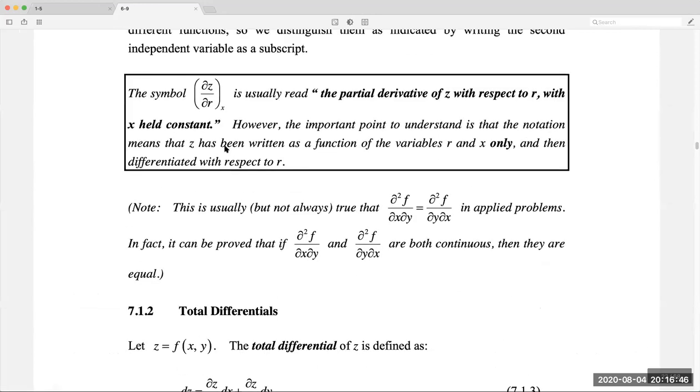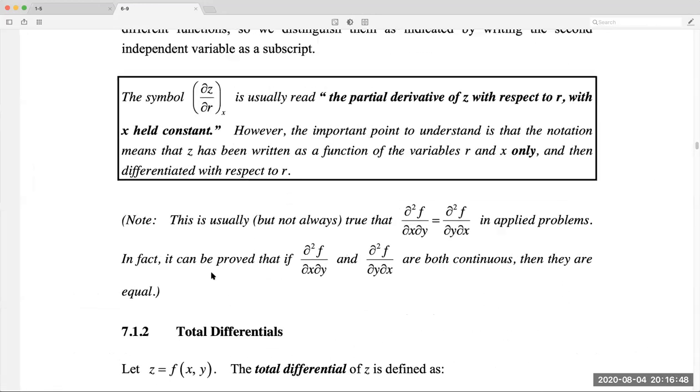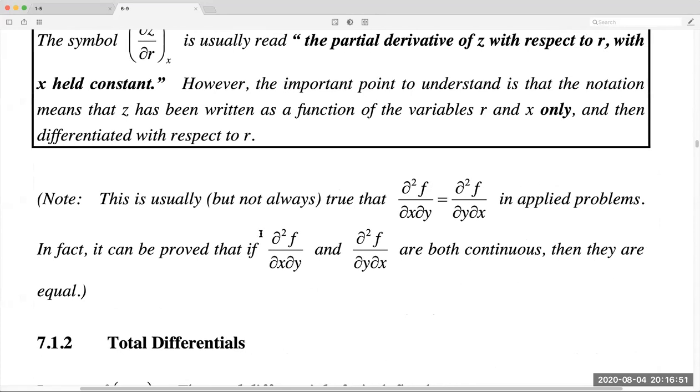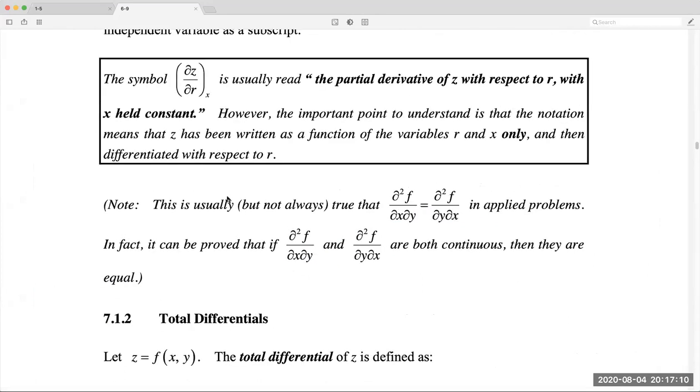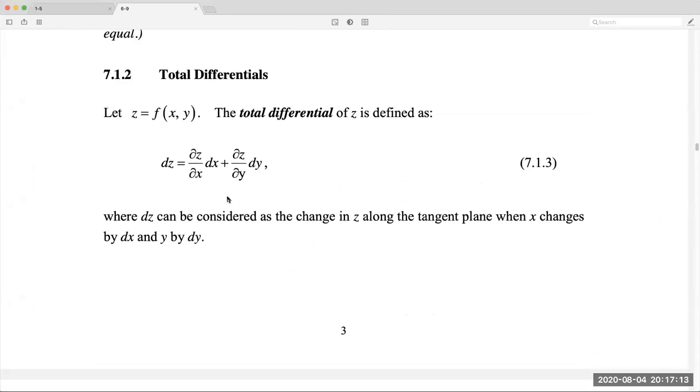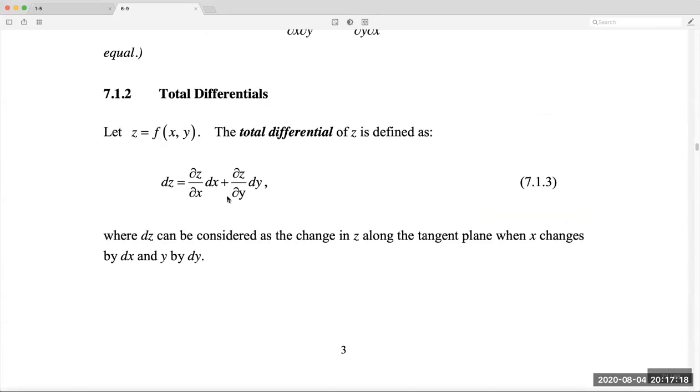So and then now these two will be equal if they are both continuous at any point. Or you can say the first derivatives, fx or fy, if they are continuous, then these two will be equal. And this one is the total differential.